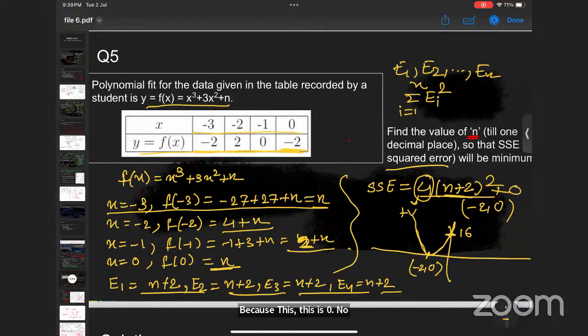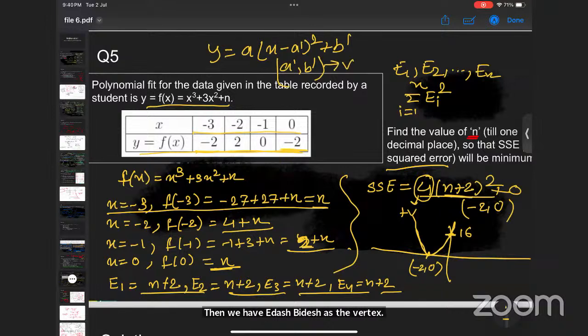If we have the form like this, then we have (a dash, b dash) as the vertex. This is another form for a parabola. And how did you find the y-intercept as 16? If you just put x equals 0 here, then it will be 2 square into 4, right? 4 into 4, that is 16. Got it.